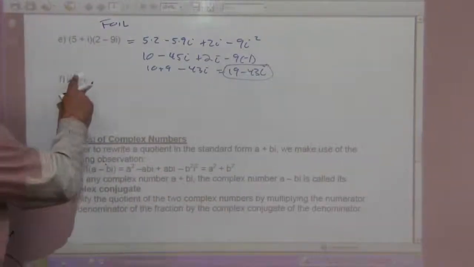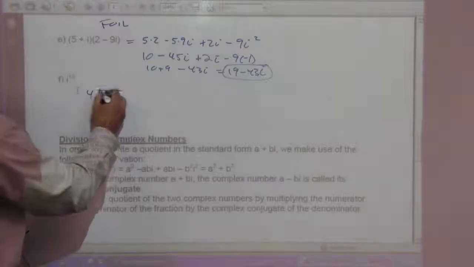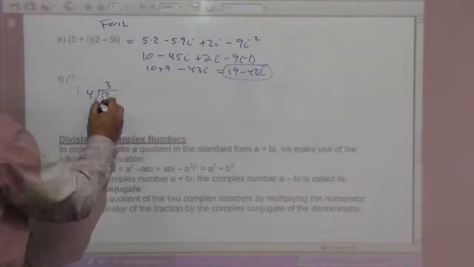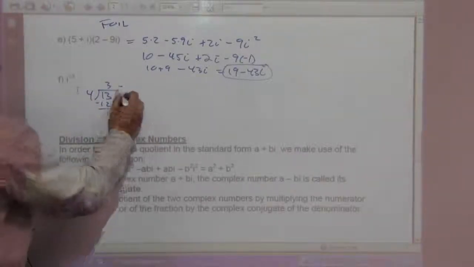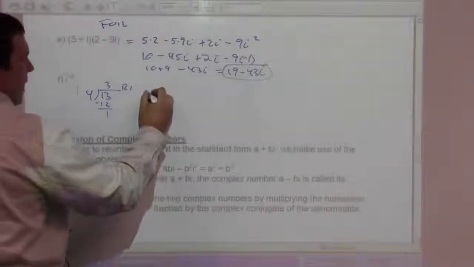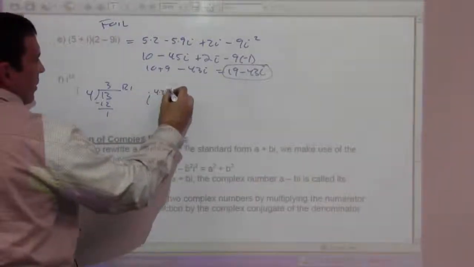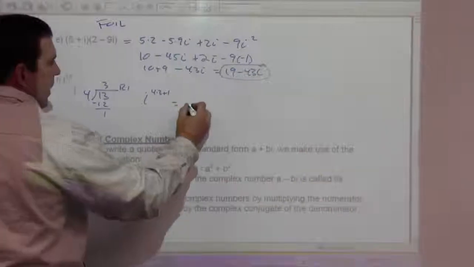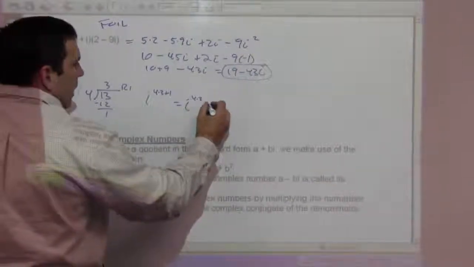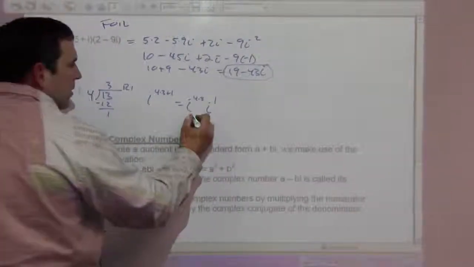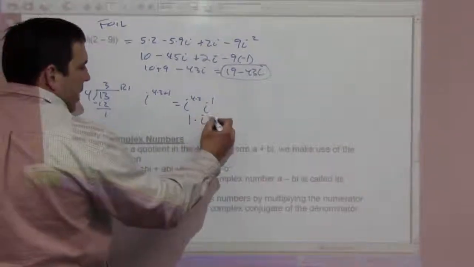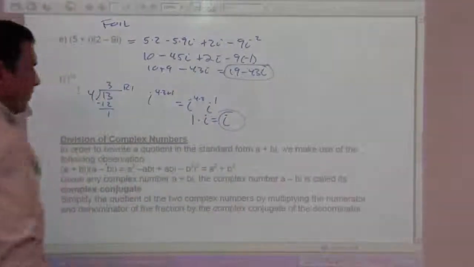The last one is i to the 13th. So 4 goes into 13 3 times, with the remainder of 1. So think of this as i to the 4 times 3 plus 1. That's i to the 4 times 3, i to the 1. Well, i to the 4 times 3 is just 1. i to the 1 is i. So you get i out of this.